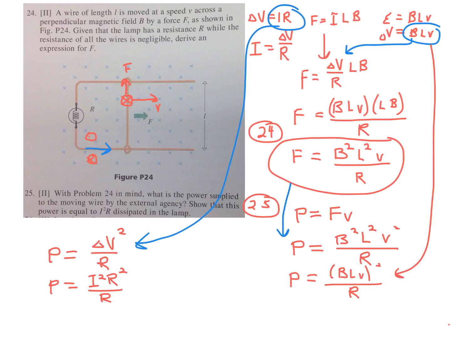Which is indeed I squared R. That's what we wanted to prove. We wanted to show that the power dissipated is I squared R. Sorry about moving all around here, but I did manage to get it all on one page. So I've shown in stepwise fashion that the power dissipated is I squared R.